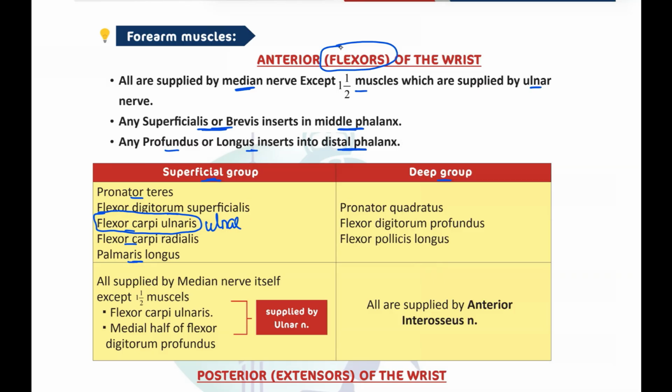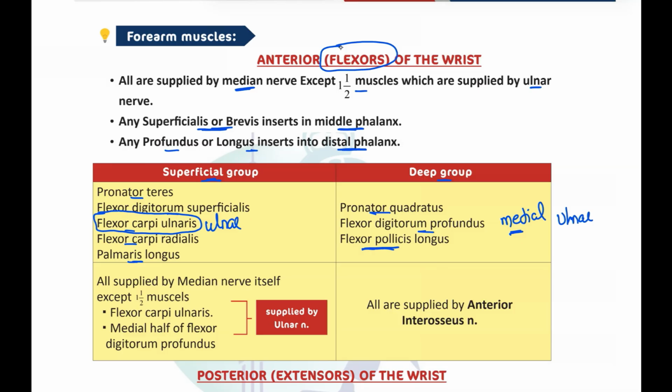the deep group that is having the pronator quadratus, FDP, and the flexor pollicis longus. Now, the medial half of the flexor digitorum profundus is supplied by the ulnar nerve, whereas the lateral half, pronator quadratus, and FPL are supplied by the median nerve.